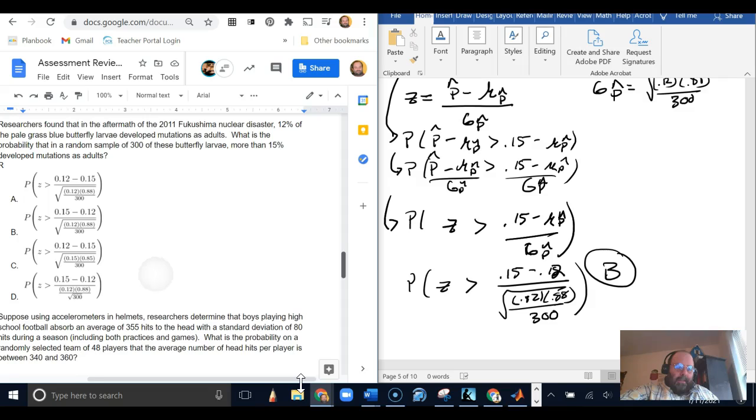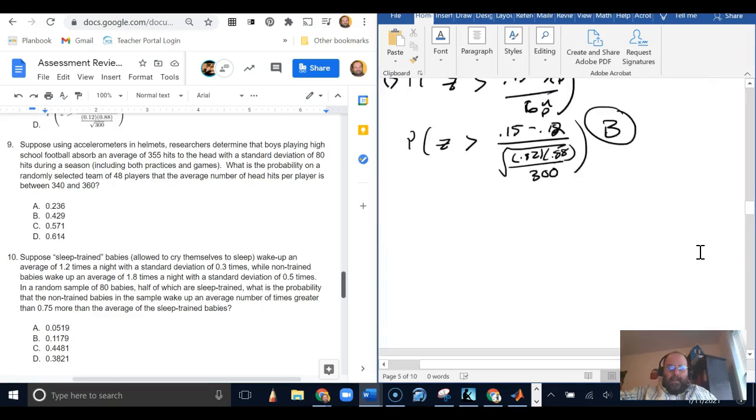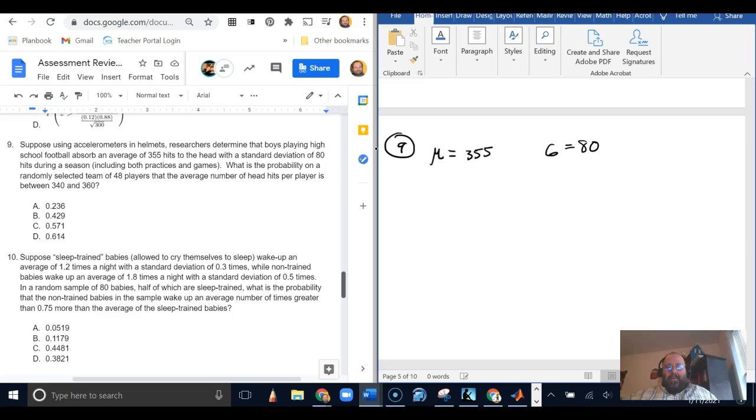That's number 8. Let's look at number 9. We're going to have football players here, football players and concussions. Number 9 says we're assuming that the average number of hits to the helmet is 355 with a standard deviation of 80. So we're going to grab 48 players. We're going to take a sample of 48 out of all football players, which is way less than 10%. But it's over 30, so we meet the central limit theorem.